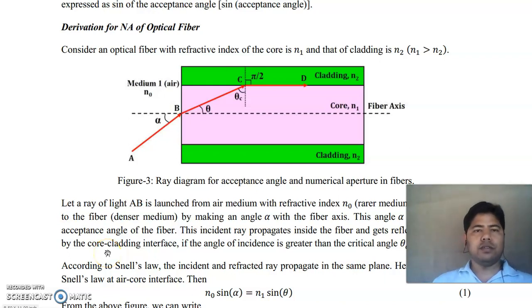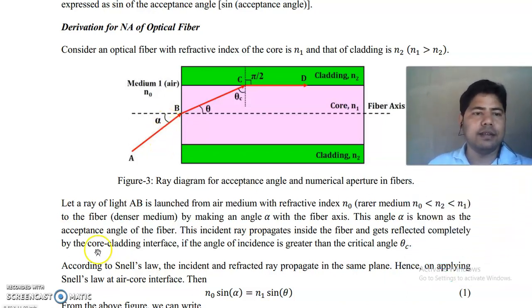Okay, so we are discussing the derivation of numerical aperture of optical fibers. For that, let's consider an optical fiber having one core of refractive index n1 and one cladding of refractive index n2. And let us consider light from the air medium is launched.